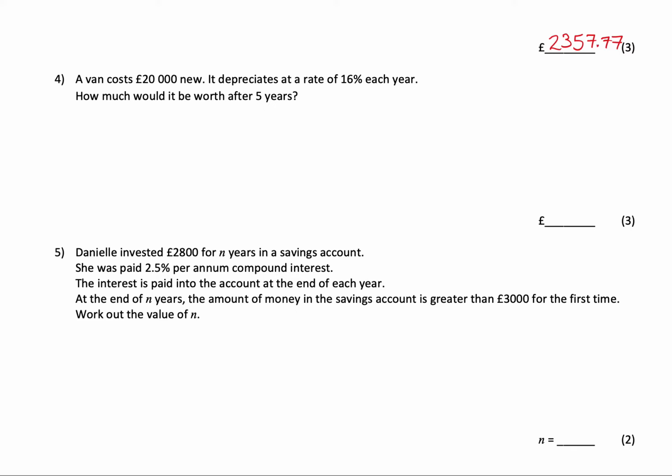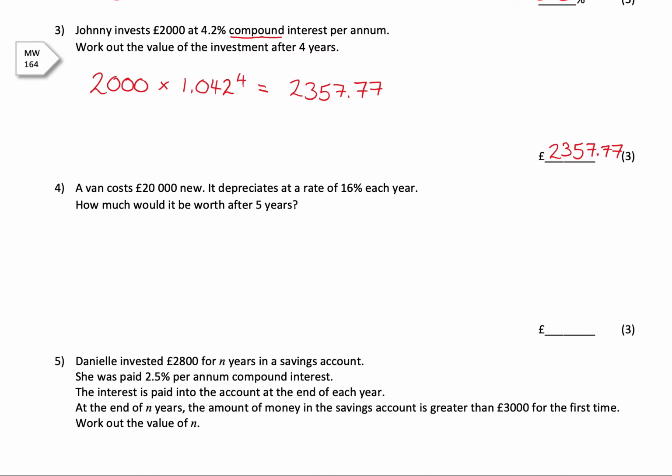And number 4, a van costs £20,000 new. It depreciates at a rate of 16% each year. How much would it be worth after 5 years? So this is the same sort of topic, but it's decreased percentages. So it's repeated percentage decrease, and we call that depreciation. It's exactly the same way as doing compound interest. So we take the original value, 20,000, we multiply it by a multiplier that would decrease it by 16%.